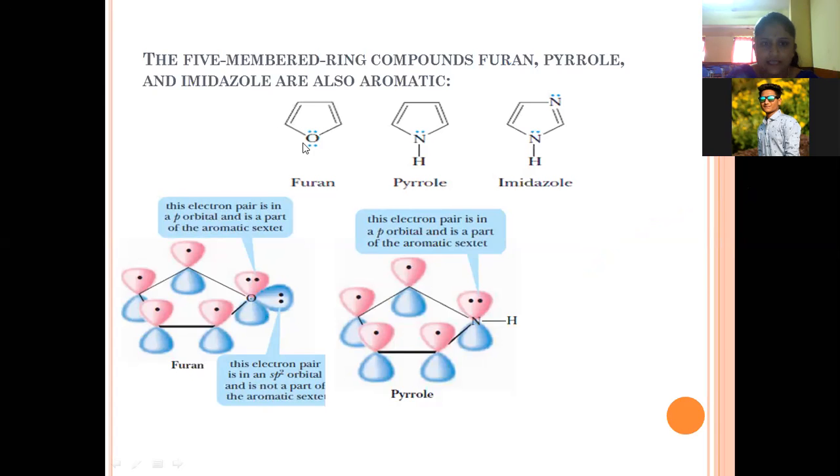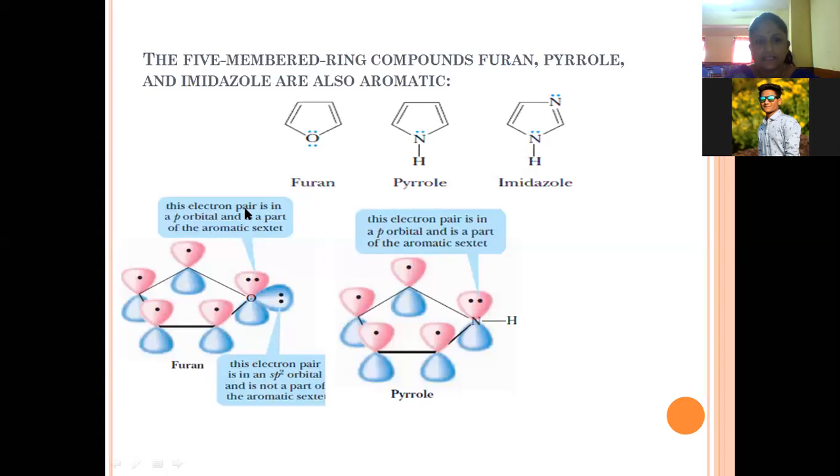Now in this case, one pair of electrons will be involved in showing the aromaticity of the compound, and one pair will not be involved. That means the double bonds which are inside the ring will be utilized for the delocalization, for showing the aromaticity, and the double bonds which are not, they are not involved in showing the aromaticity of the compound.